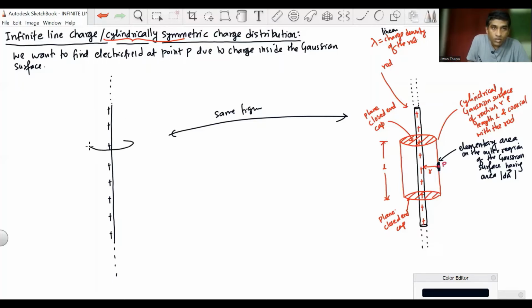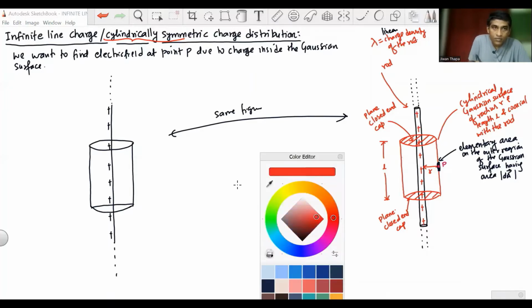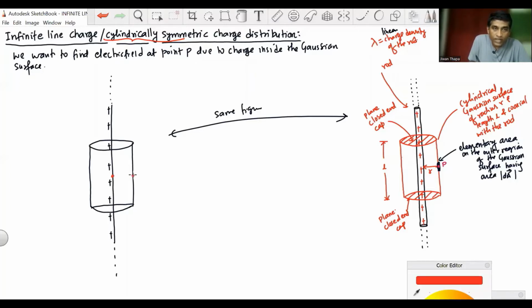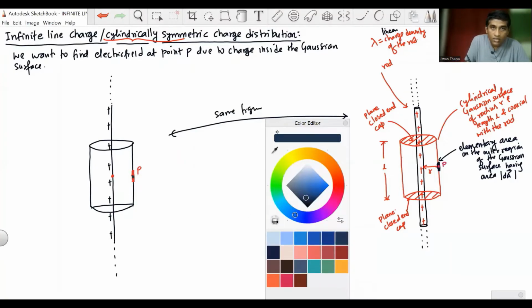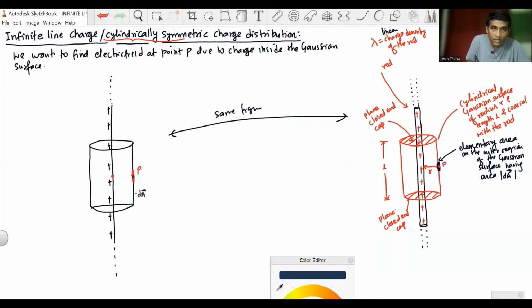Now we have a cylindrical Gaussian surface. Okay, now let us consider a point. Okay, I'm taking this point, and we want to find the total electric field at this point, that is P, due to charges inside the Gaussian surface. So as I said earlier, we take a small elementary area, and its magnitude is dA. So we have this. Now point P is at distance small r from the rod.